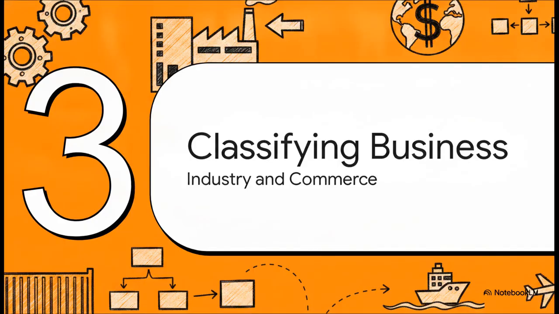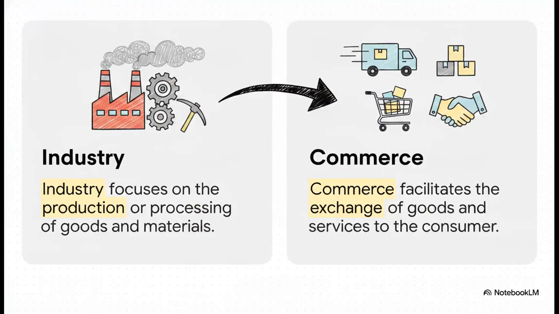Let's break this down further in Section 3, classifying business activities. The commercial world basically splits into two massive, totally interdependent buckets. Bucket number 1 is industry. This is the making and extracting engine. It's the production and processing of goods and raw materials. But here's the thing. Making a brilliant product is pretty useless if it just collects dust in a warehouse. And that is exactly where bucket number 2 comes in. Commerce. Commerce encompasses the whole shebang of complex activities that actually facilitate the exchange of those goods and services. To put it simply, industry creates the value, and commerce moves that value to where it's needed.